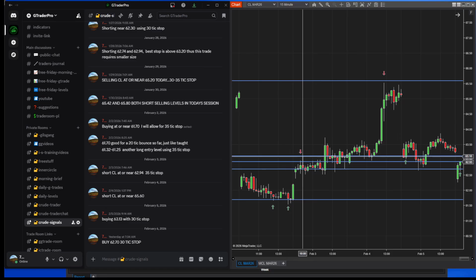63.12 right here. They did spike up, didn't hit the 35 tick stop, and then had a nice decline back down to 62.54. So once again, without the stop out, the trade would have provided at least about a 40 tick trade. And again, we like multiples of 10 and 20, and we can see here that indeed crude offered 40 ticks on the downside.